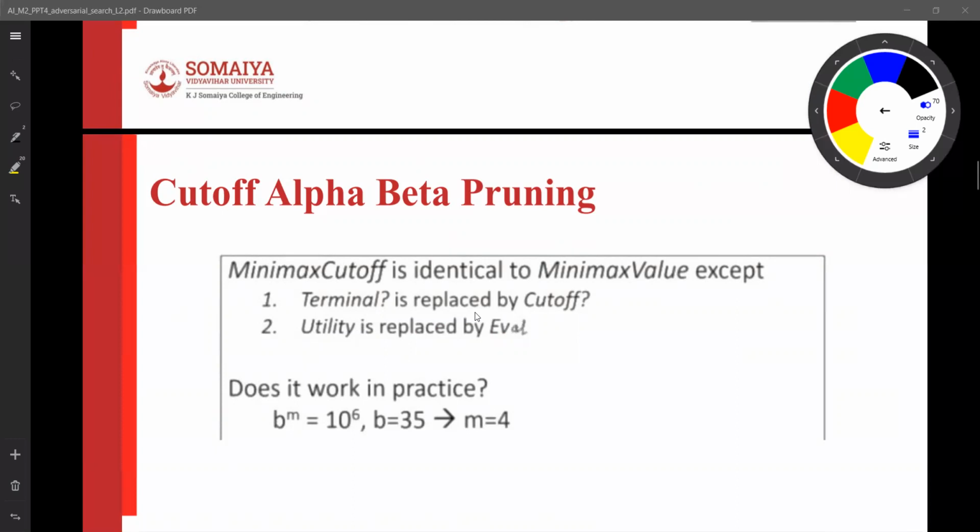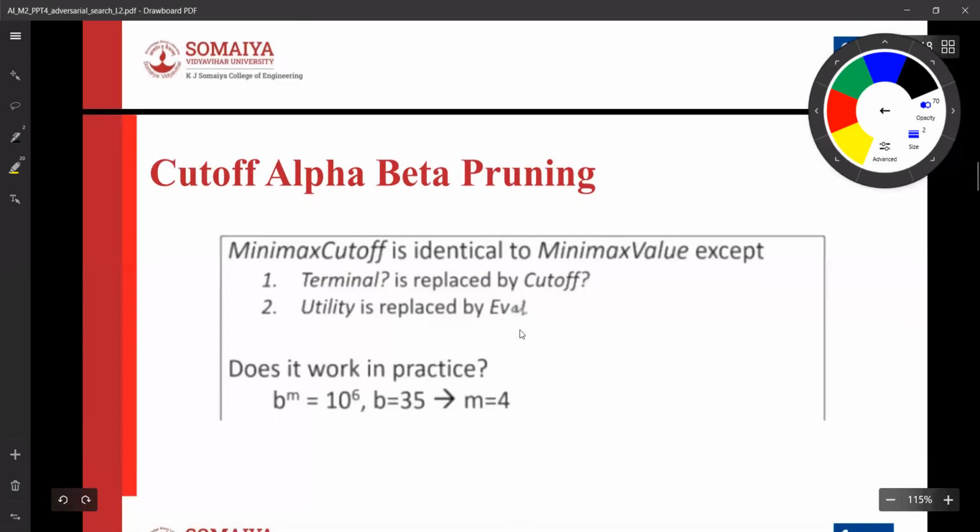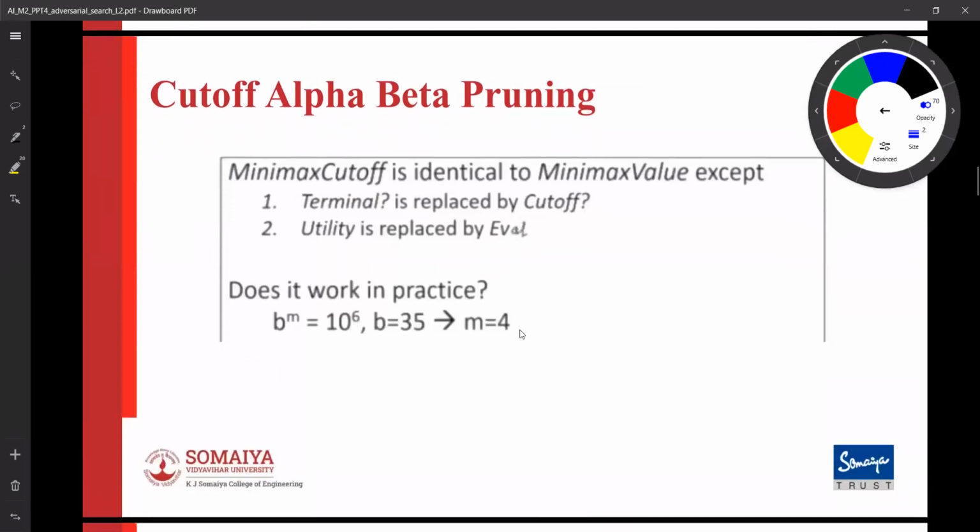But we have to stop in the middle, and this algorithm is called minimax with cutoff, or alpha beta pruning cutoff algorithm. So what we are going to do is replace the terminal test with a cutoff, and the utility is replaced by the evaluation function. And it is very important that you study the evaluation function here.